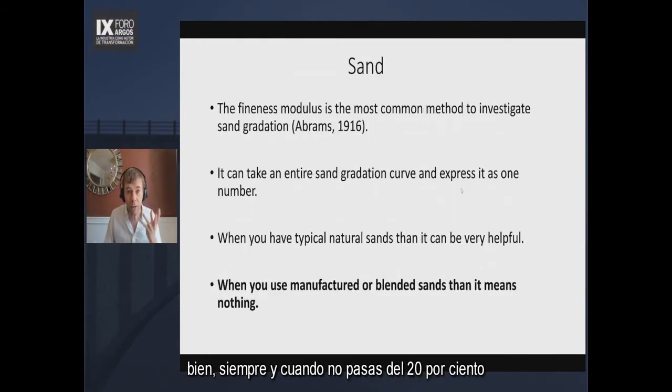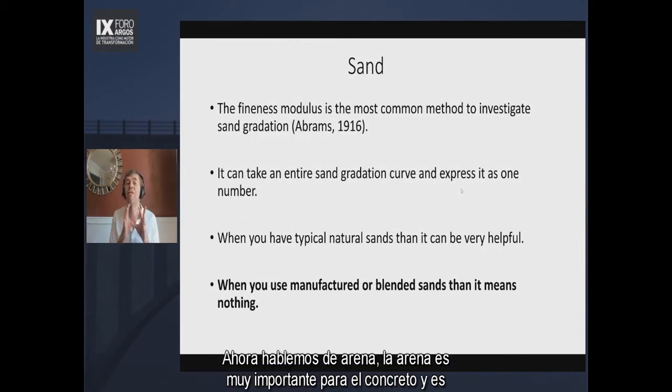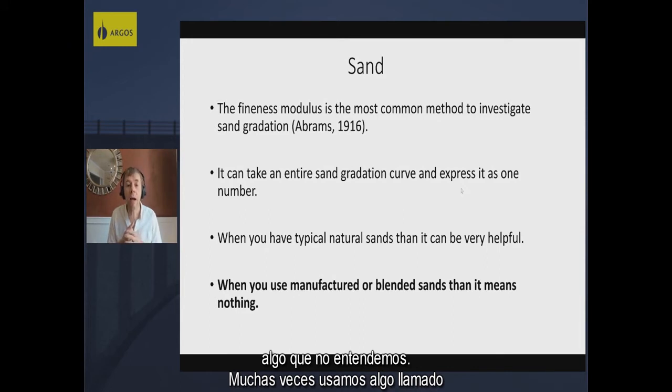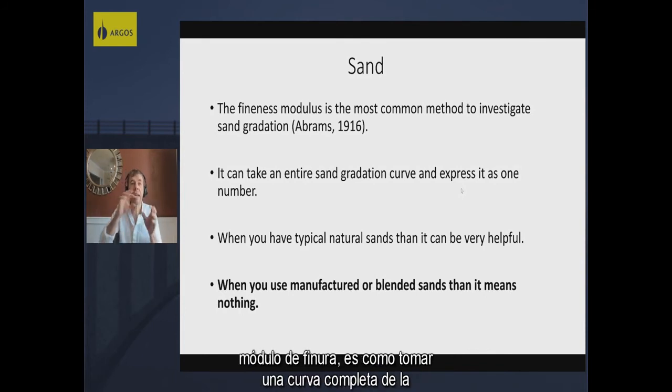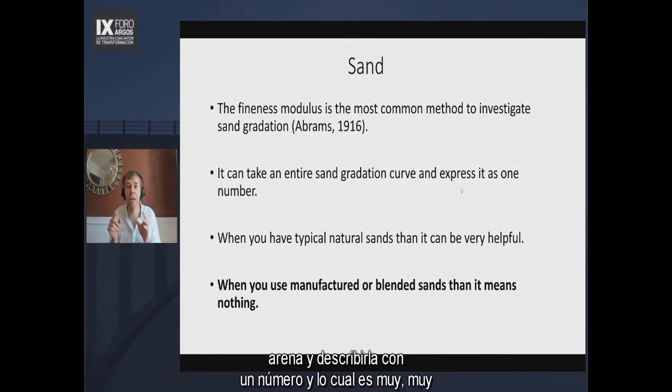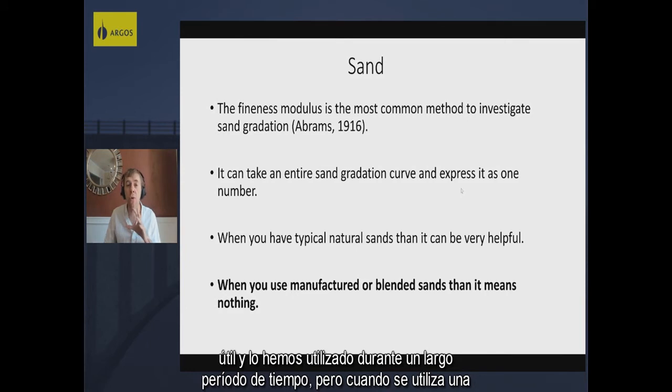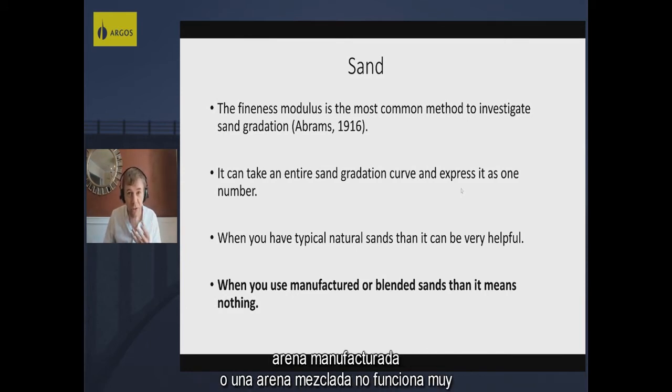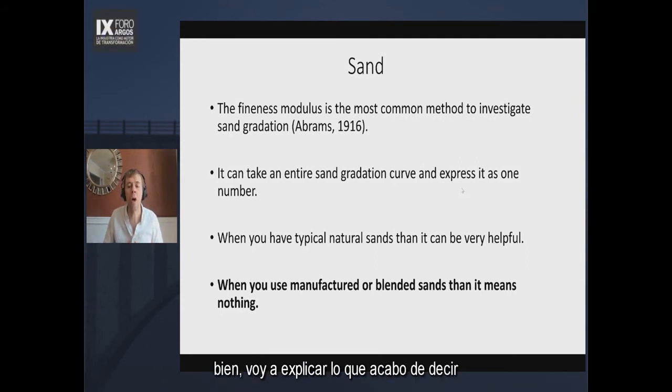Now let's talk about sand. Sand is very important for concrete, and it's something that we don't understand. Oftentimes, we use something called the fineness modulus to describe our sand gradation. It's like taking an entire curve of the sand and describing it with one number. And it's very, very useful, and we've used it for a long, long period of time. But when you use a manufactured sand or a blended sand, it doesn't work very well. Let me explain what I'm talking about.